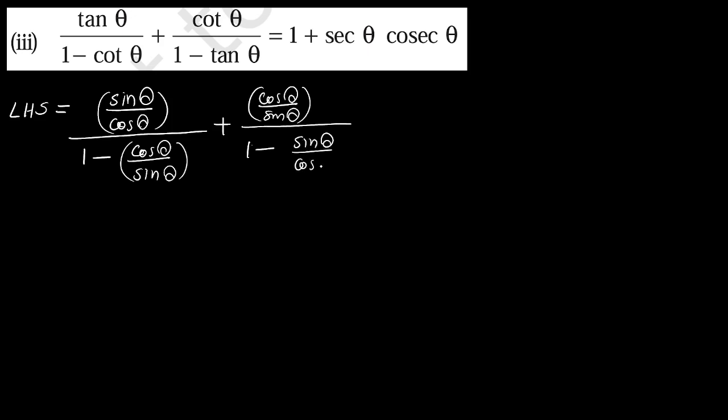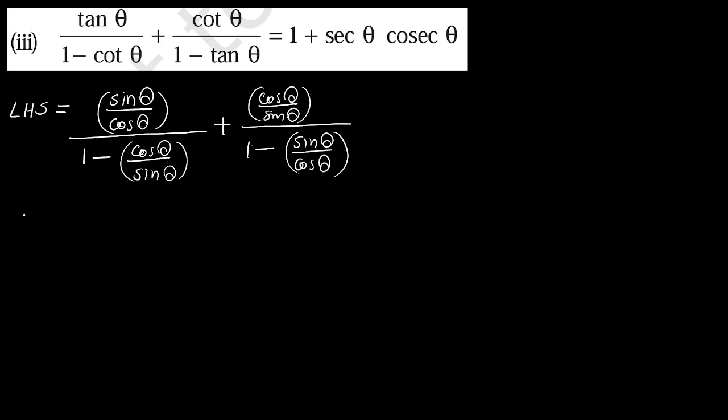In most of the simplification problems, if the LHS contains tan and cot, I suggest for 90% of the questions, we start with this step: tan is sin by cos, cot is cos by sin. This is the way, okay? And the other way also you can try. In whichever way you try, you will get the answer ultimately. This step is clear? All of you clear this step?